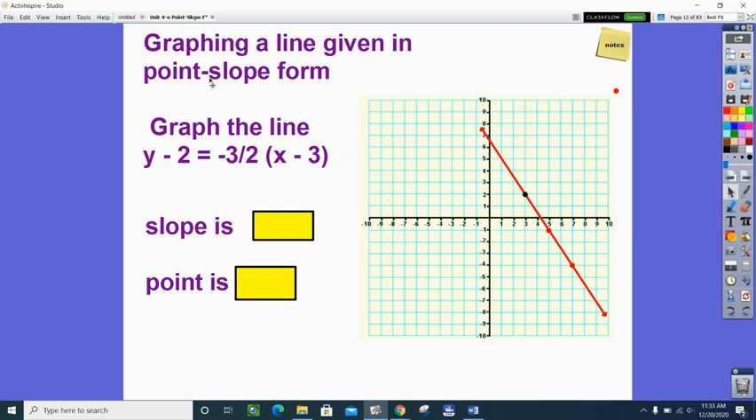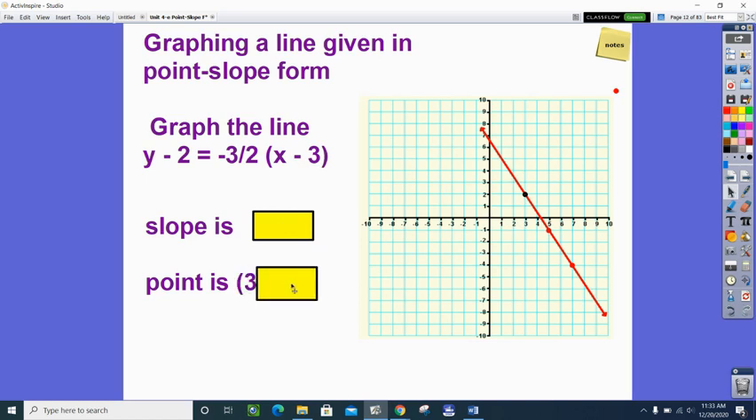That's going to be important if you're pulling backwards out of the point slope form. So now graph a line given in point slope form. So if you have a point slope form, which this is, it is really easy to graph the line. All you need to do is pull off the point and use the slope to move. So remember that it's x minus the x coordinate.